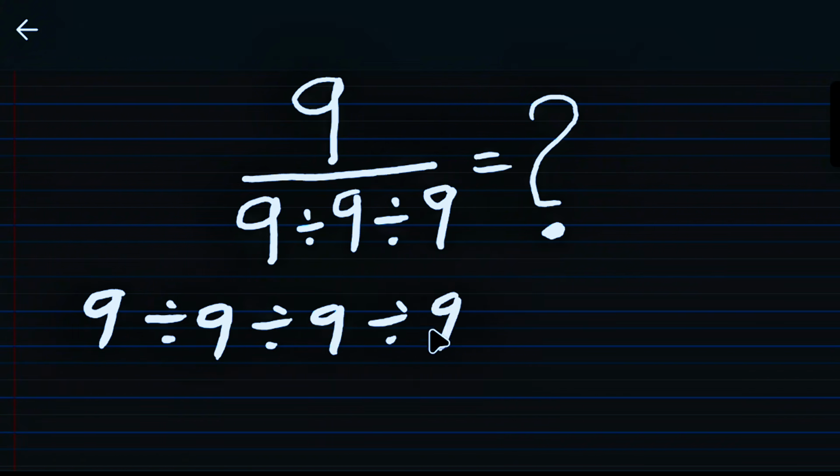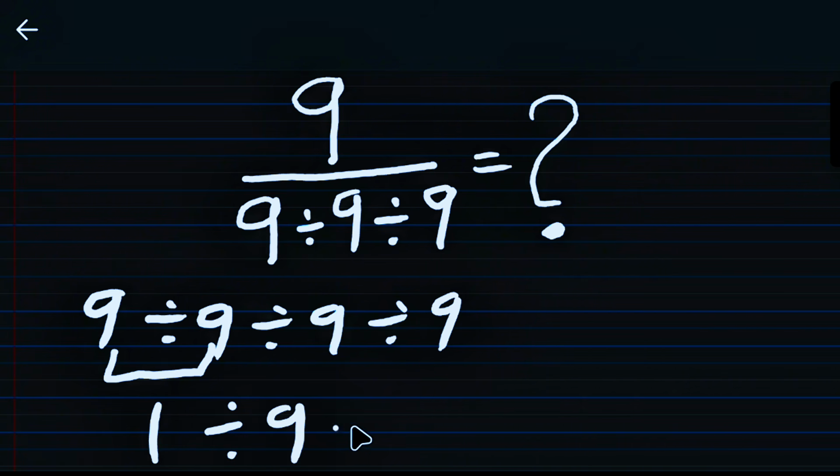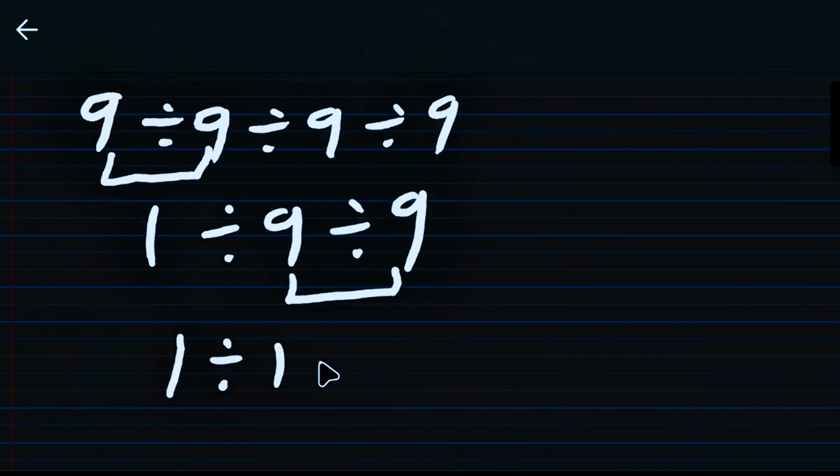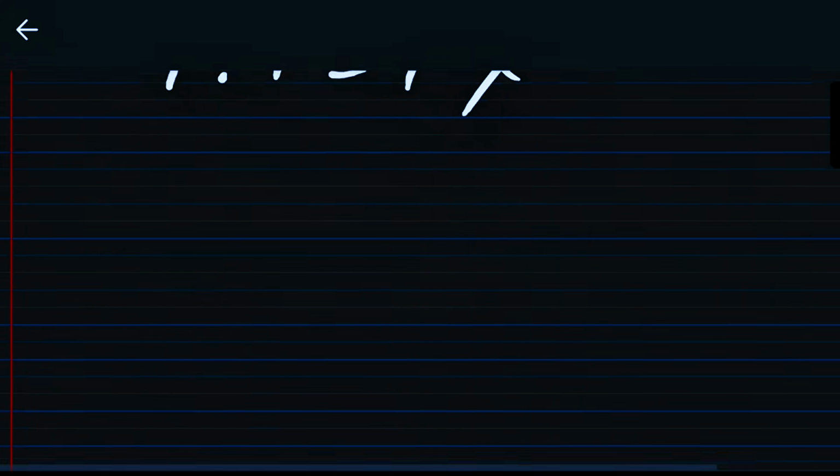From here, the next thing they did was to use this 9 divided by 9 here, and they had 1, divide by 9, then divide by 9. Now, in their next step, what they did was to divide these two. 9 divided by 9 equals 1, so they had 1 divided by 1, and that gave them 1, which is totally wrong. Now, let me show you the right way to solve this.